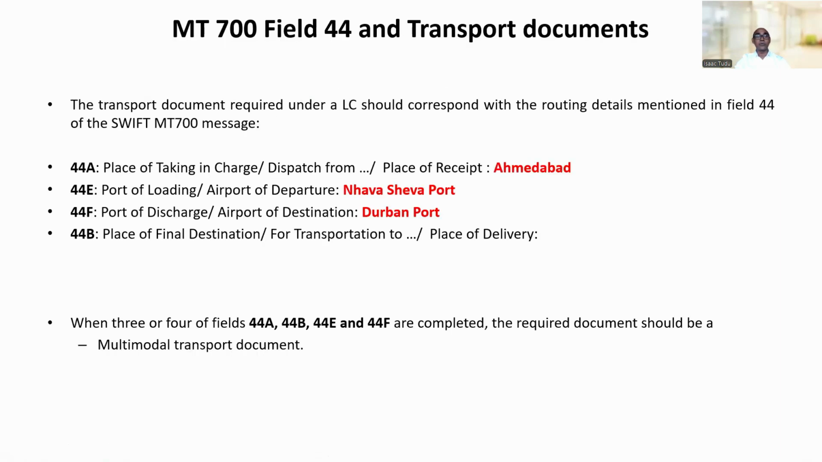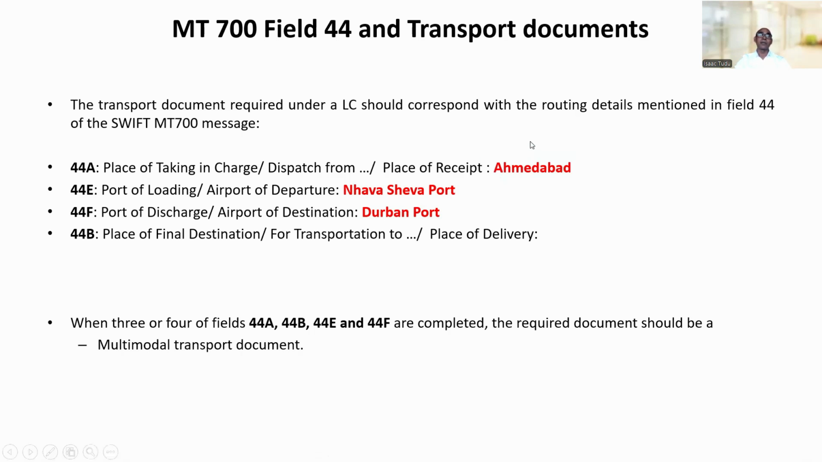Here we go. You will recall field number 44 of the MT 700 SWIFT message. 44A, you can say place of taking in charge, here it is given Ahmedabad. 44E, port of loading, it is given Port Nhava Sheva. 44F is the port of discharge, Durban port. And in 44B, nothing is mentioned. So just remember, when three or four of fields 44A, 44B, 44E and 44F are completed, the required document should be a multimodal transport document.